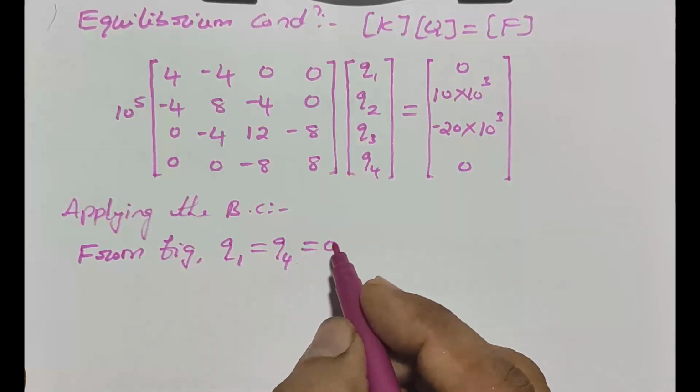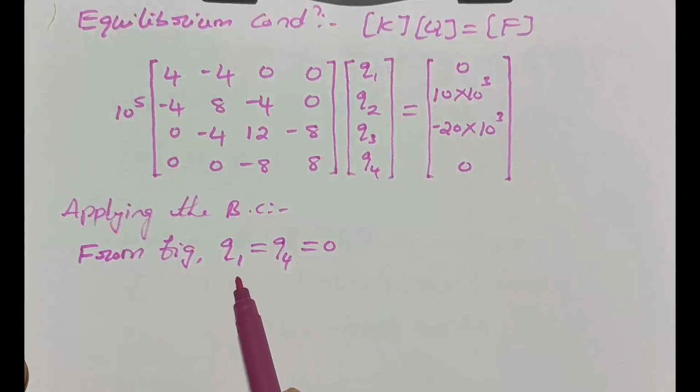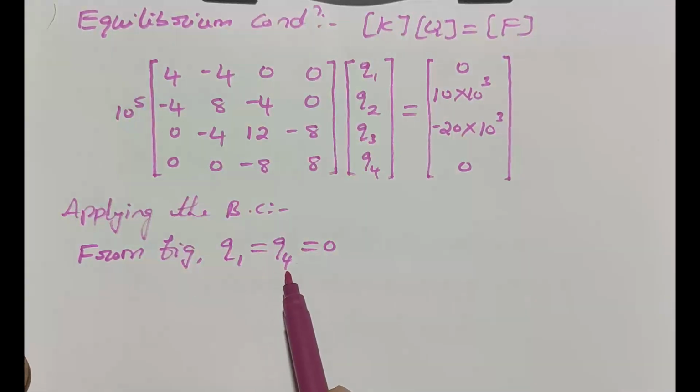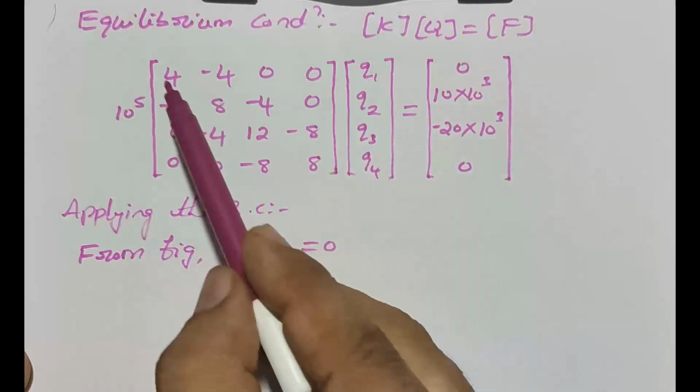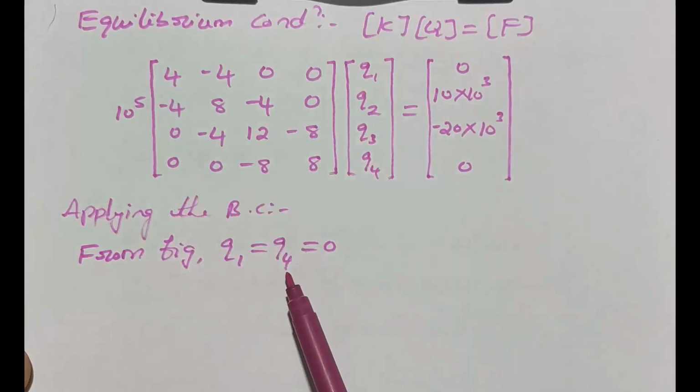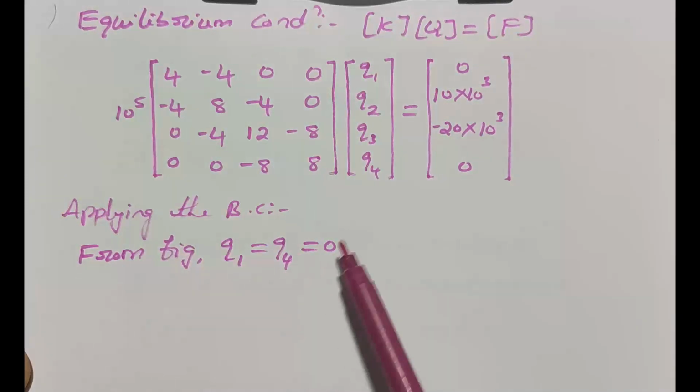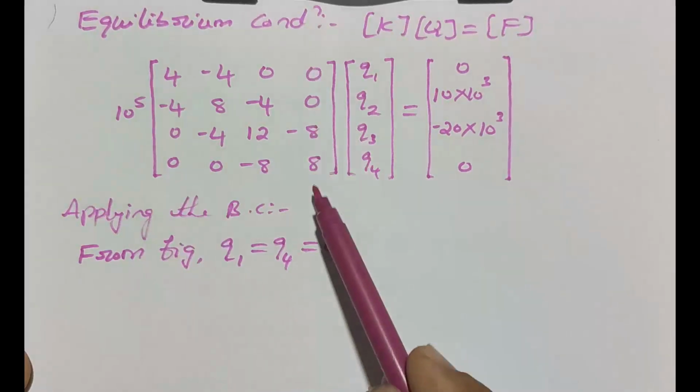Q1 equal to 0, Q4 equal to 0, means we know the boundary condition at node number 1 and 4. Now according to the elimination method of handling boundary condition, we can eliminate the corresponding rows and columns. Since we know the boundary condition at node number 1, we can eliminate first row, first column. Similarly, since we know Q4, we can eliminate fourth row, fourth column.